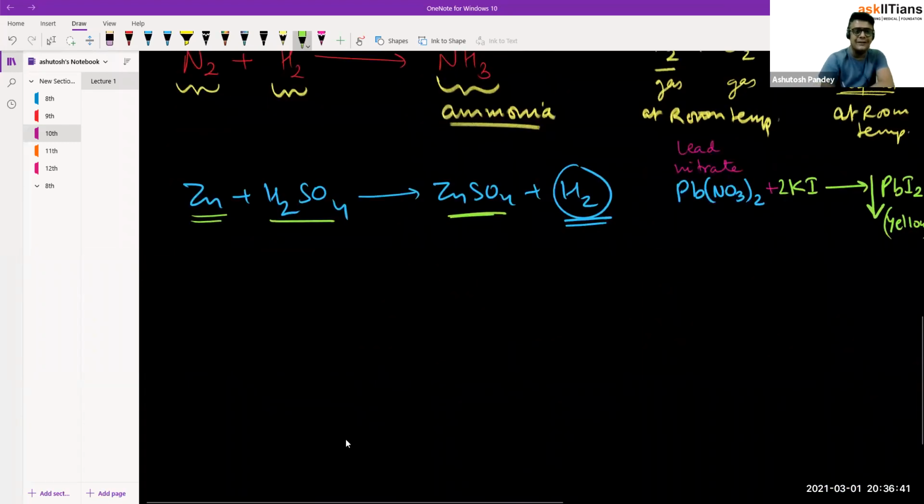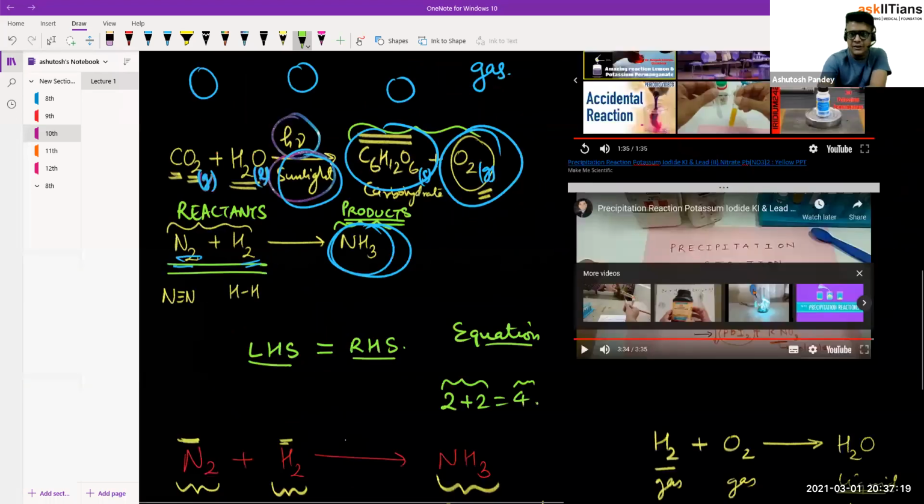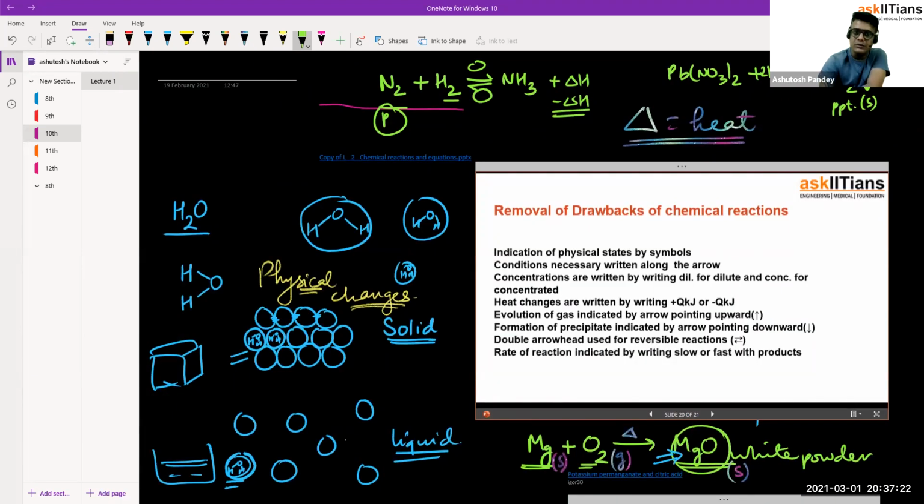We are going to write s, small s in brackets, if the reactant or product is solid. We'll write l for liquid. We'll write g for gaseous reactants and products. Then we'll write aq for aqueous, for salts dissolved in water. These are the symbols which you are going to use to represent the states of reactants and products. Conditions necessary are written along the arrow, I already explained.